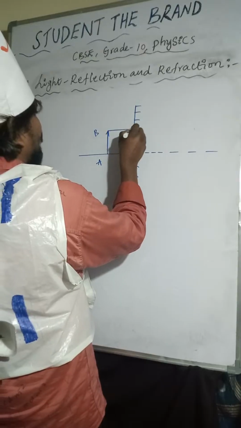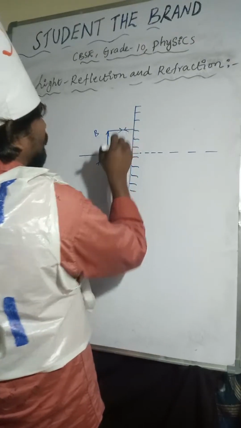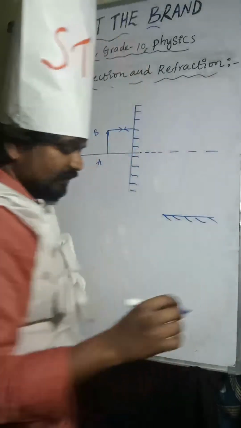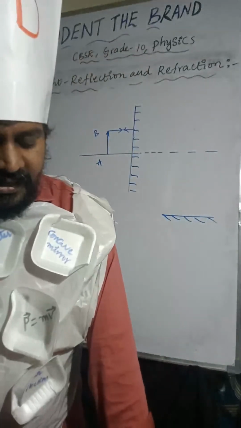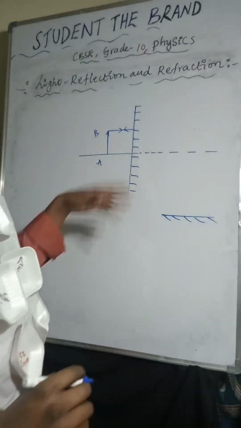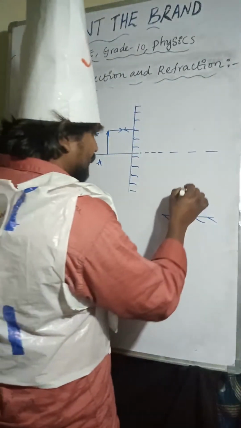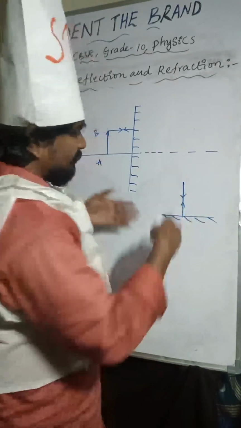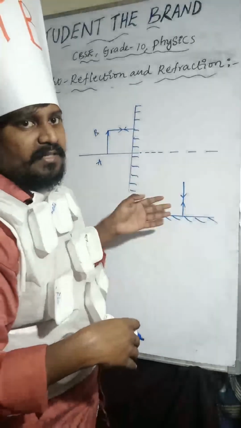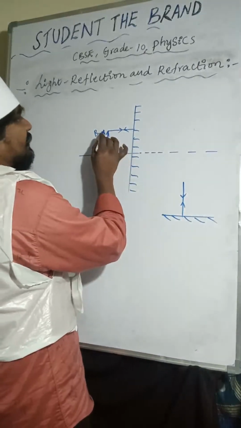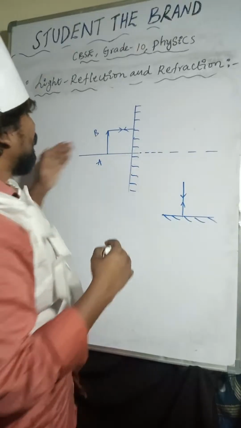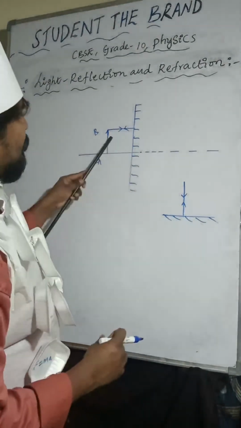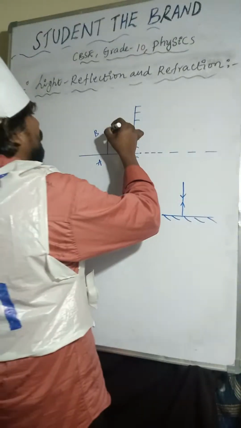I am taking one light ray like this. If the light ray is passing along the normal line, it retraces its original path. It moves in the same direction. Here also, if the light ray is passing along the normal line, it retraces its original path. And one more I am taking like this.